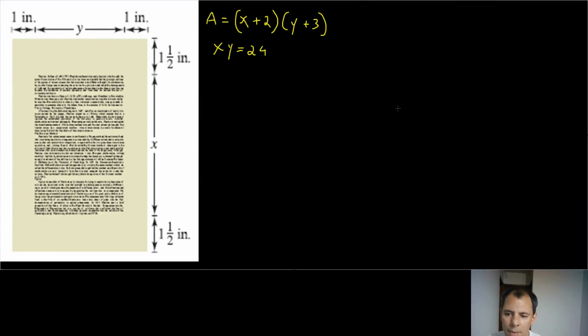And to find out that minimum, remember, you want the tangent here to be 0. That's why we're going to differentiate A with respect to X and equate it to 0. Now, this function depends on two independent variables, X and Y. So I want to make this Y go away. So Y equals 24 divided by X. So this equals X plus 2 times 24 divided by X plus 3.